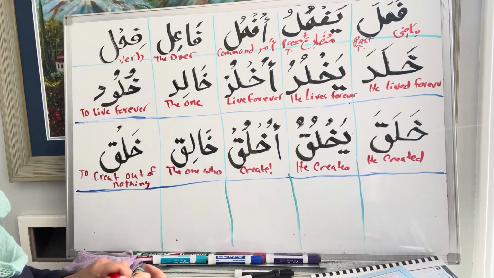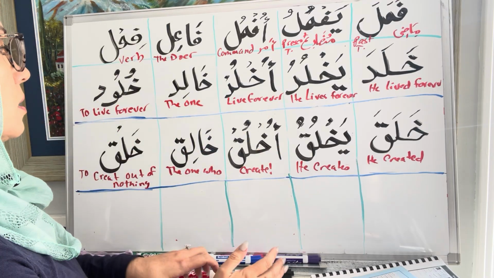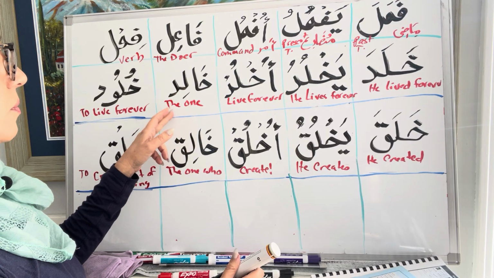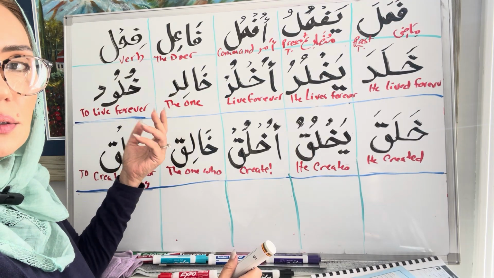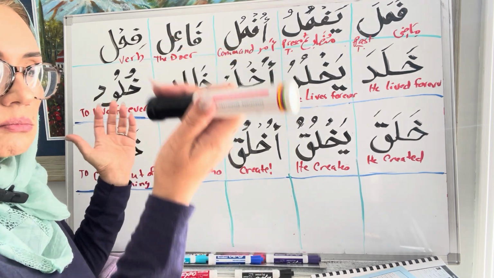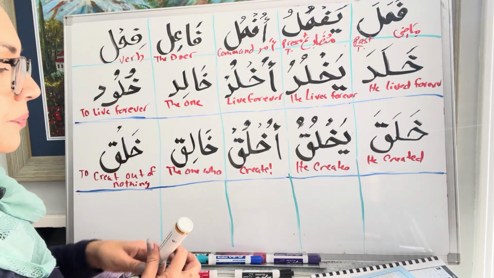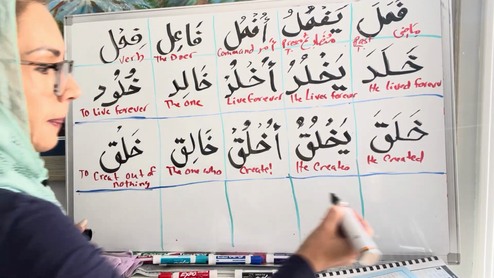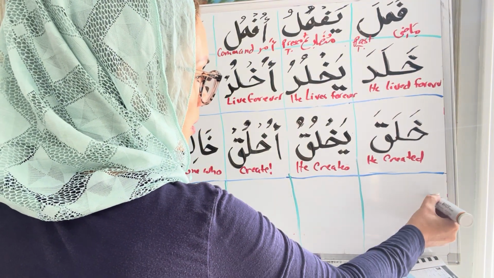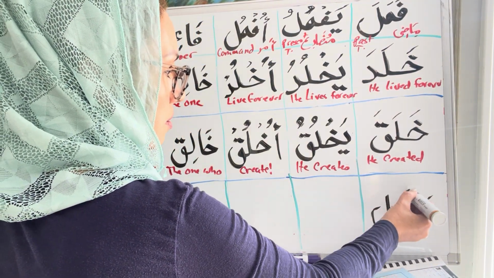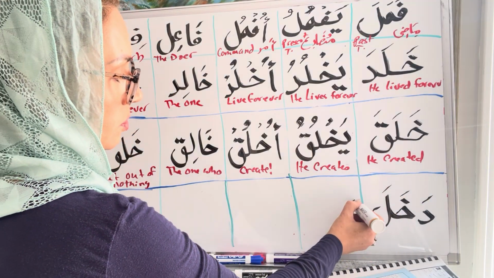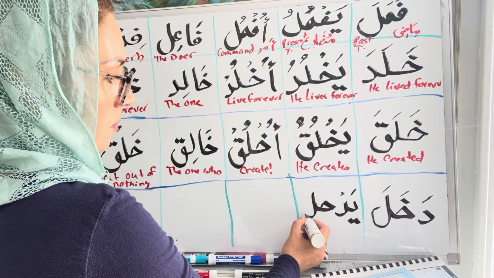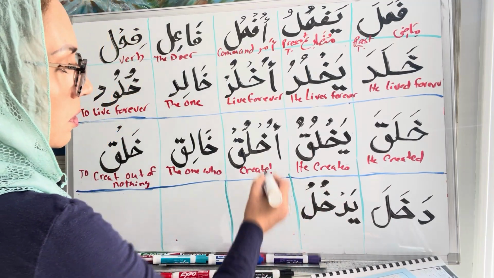Okay. And of course this could also apply to Allah subhanahu wa ta'ala, because he is al-Khalid. He's eternal. Okay. Next word is dakhala. Dakhala. Yadkhulu. Yadkhulu. Udkhul.